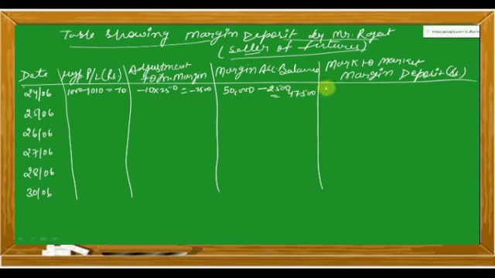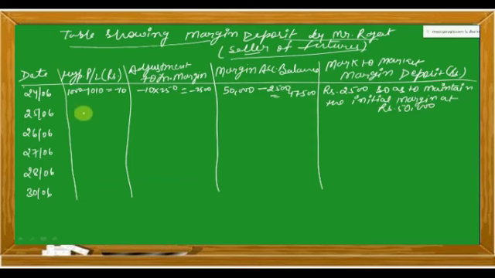Is there any requirement? Since the amount 47,500 is less than 50,000, and 50,000 is the initial margin which needs to be maintained, we will write rupees 2,500 so as to maintain the initial margin at rupees 50,000.